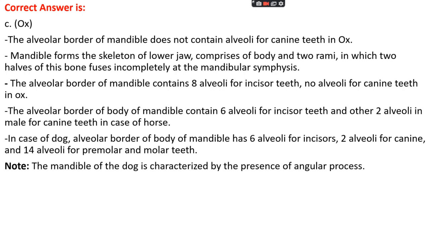While the alveolar border of the body of the mandible contains 6 alveoli for incisor teeth and two other alveoli for canine teeth in case of horse. In case of a dog, the alveolar border of the body of the mandible has 6 alveoli for incisors, 2 alveoli for canines, and 14 alveoli for premolar and molar teeth. Note that the mandible of the dog is characterized by the presence of the angular process.